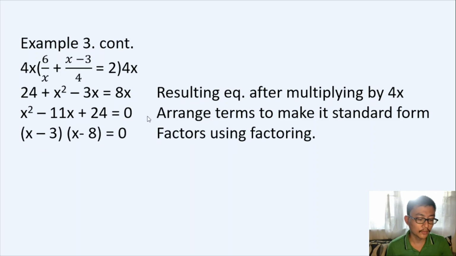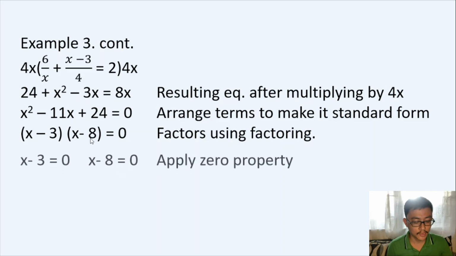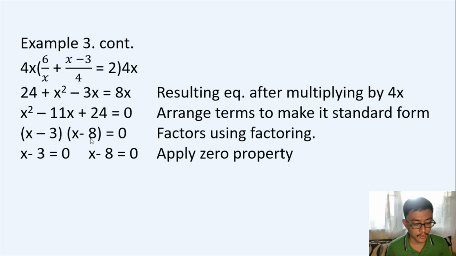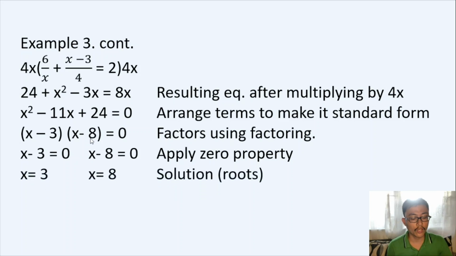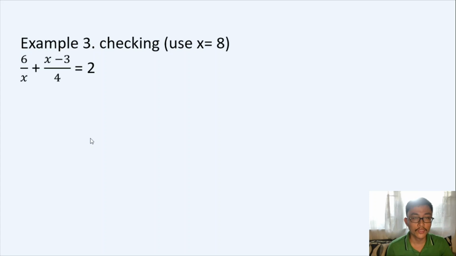Then, using factoring, alam naman natin, factors ng x squared ay x and x. Factors ng 24 na magbibigay sa atin ng sum na negative 11, that's negative 3 and negative 8. So, the factors are x minus 3 and x minus 8. Apply the zero property. So, the roots are 3 and 8. Check tayo using 8. Using the original equation.